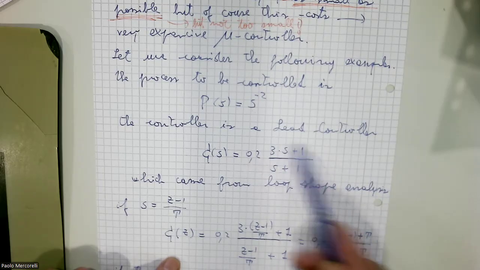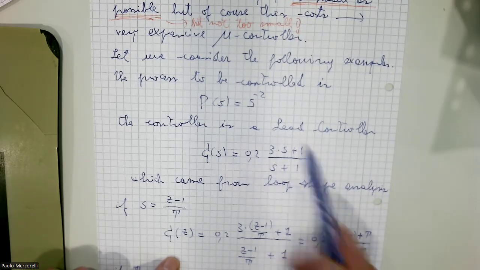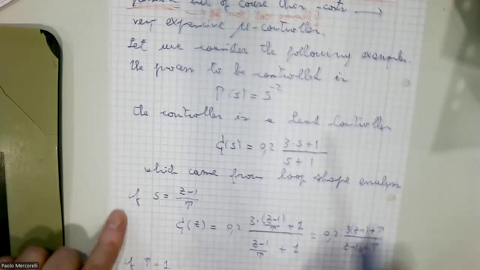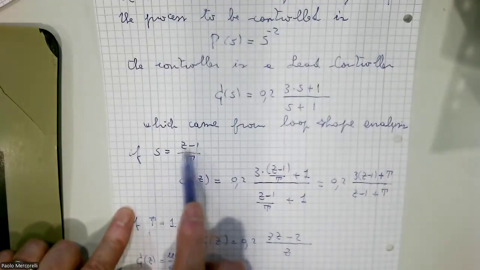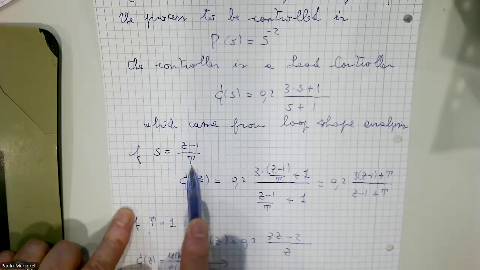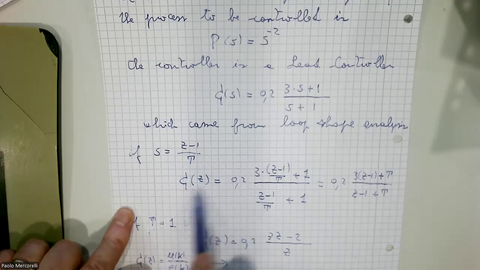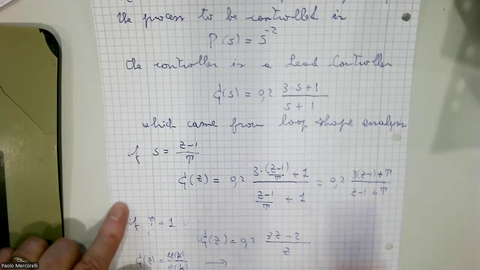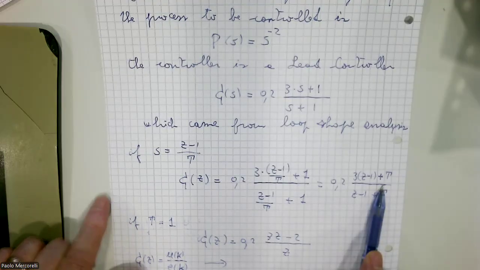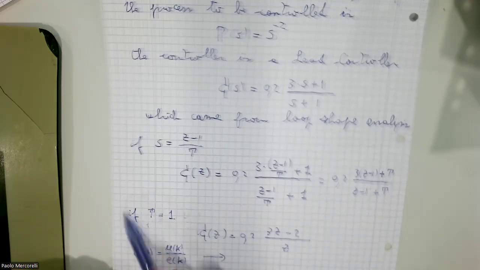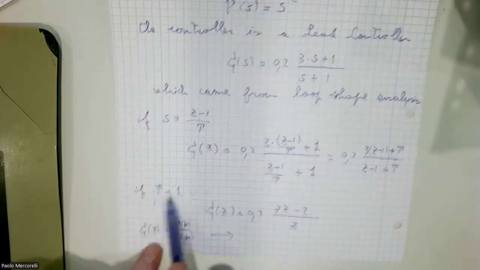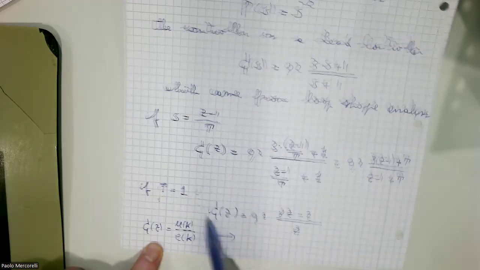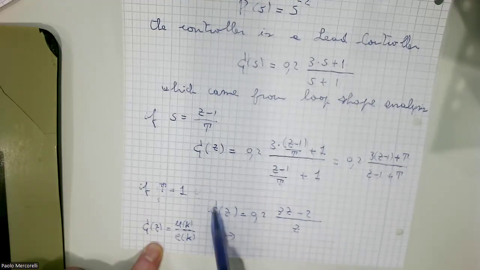I have to do the calculation. Let me go ahead. Now, if you apply the method S equal to Z minus 1 divided by T, we can approximate C of S, it is this expression here. Just doing the calculations. Then I put, just to check, T equal 1, but this must be verified. We have this form of the controller.